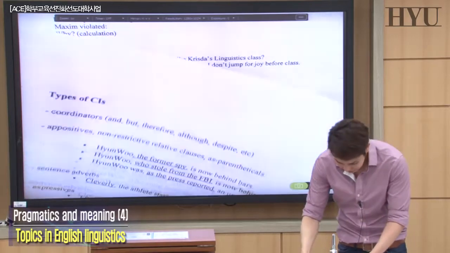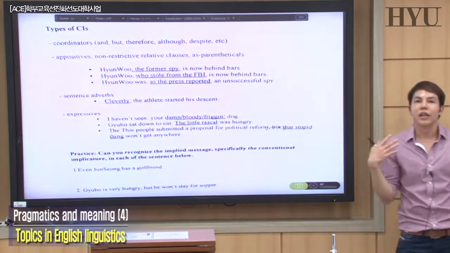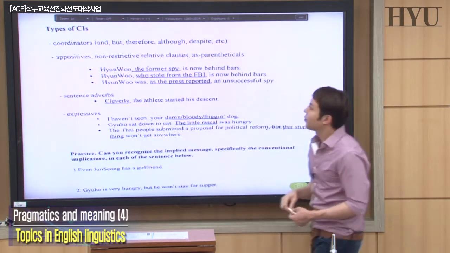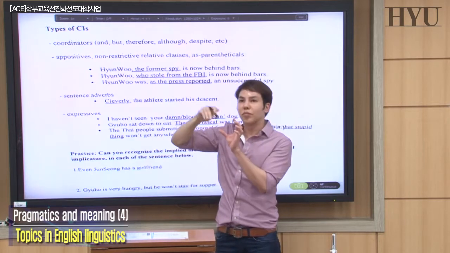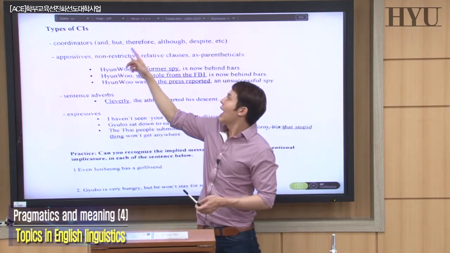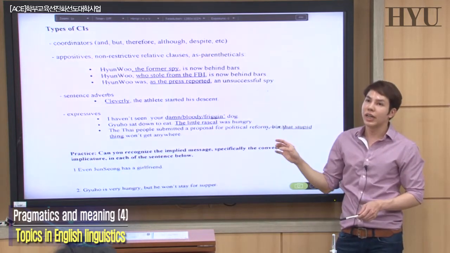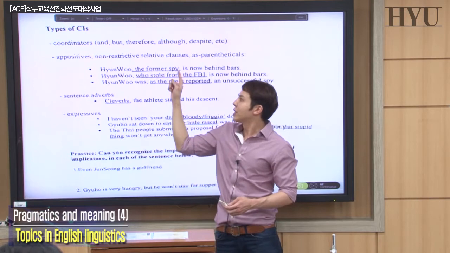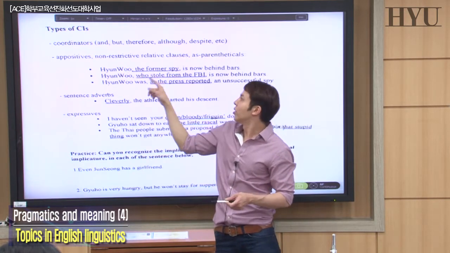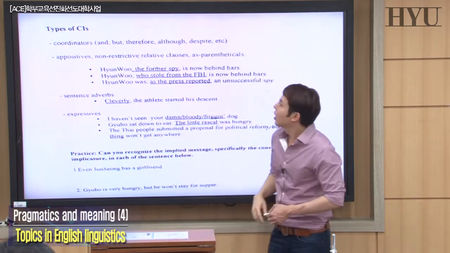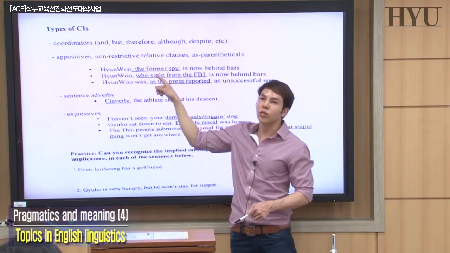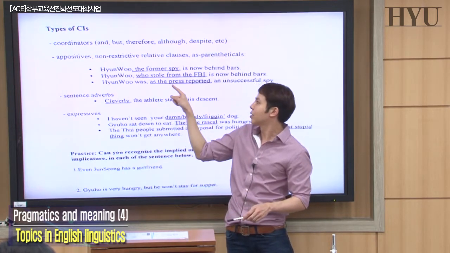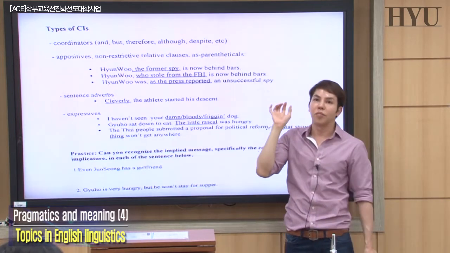So in English, what can give out the conventional implicatures, CI? Things that have to do with conjoining sentences or statements like and, but, therefore, although, despite, these can give rise to conventional implicatures. And also appositives, you know appositive, right? Like noun phrases that are after another noun phrase, like you knew, the former spy. So this is what we call appositive. And non-restrictive relative clauses like who, which, when. Or parenthetical words that have a kind of subordinate clause with as, like this one, as the press reported. So these will give rise to the conventional implicature.